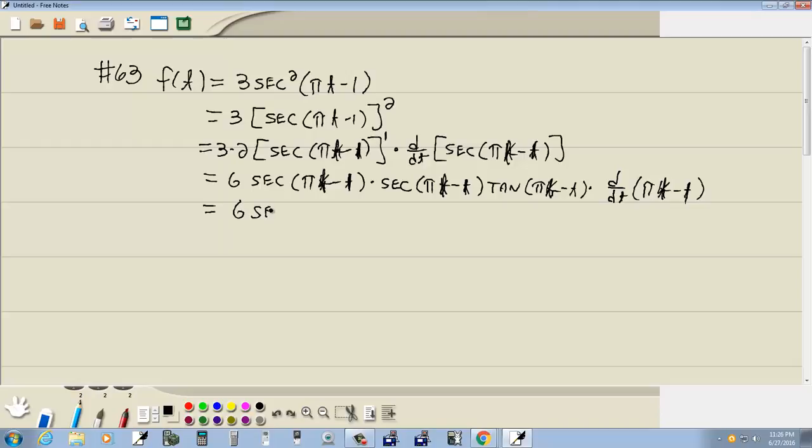So we got 6 secant squared pi t minus 1. That's secant times secant. And we got tangent pi t minus 1. And derivative with respect to t, well, the pi t just becomes pi, and the minus 1 drops away.